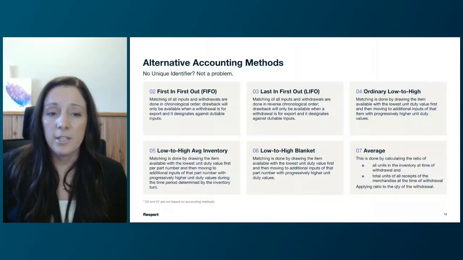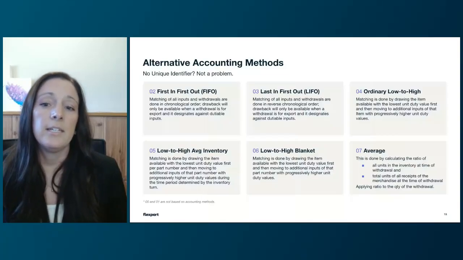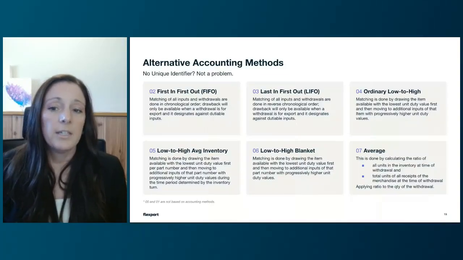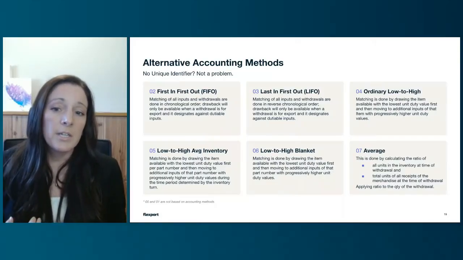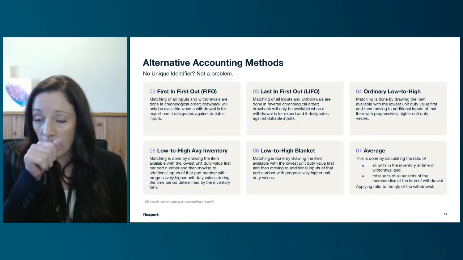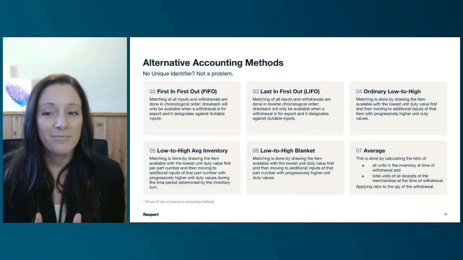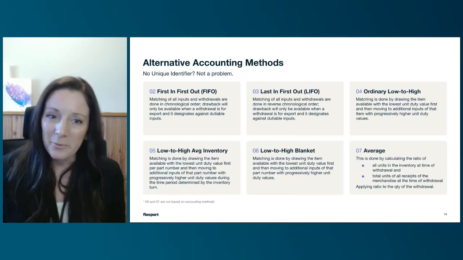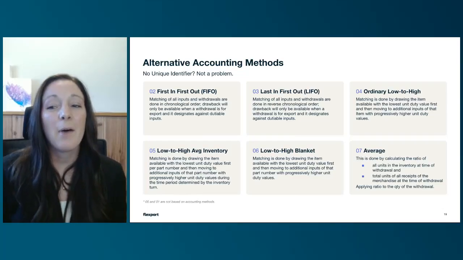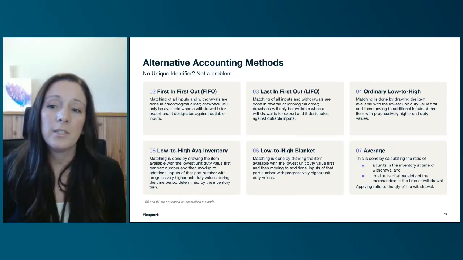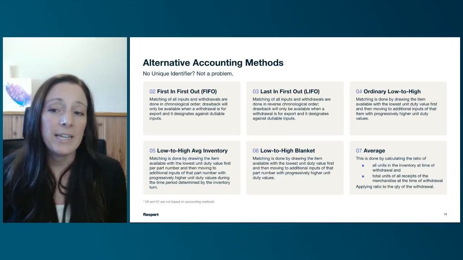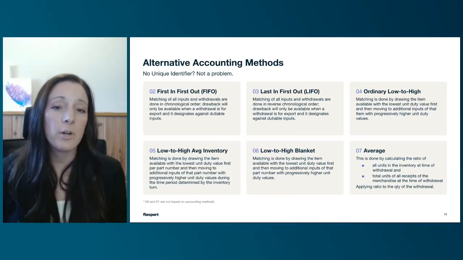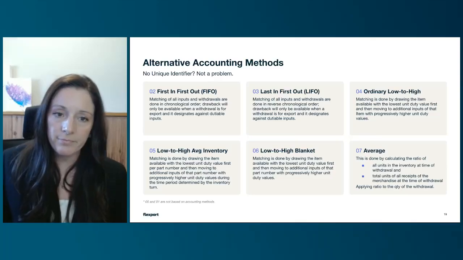The most commonly used accounting method is the low to high blanket. Again, this matches an item to the lowest unit duty value first. It does not require withdrawals, however, it does not require domestic withdrawals. However, you must be able to provide inputs into inventory for a period of 5 years.